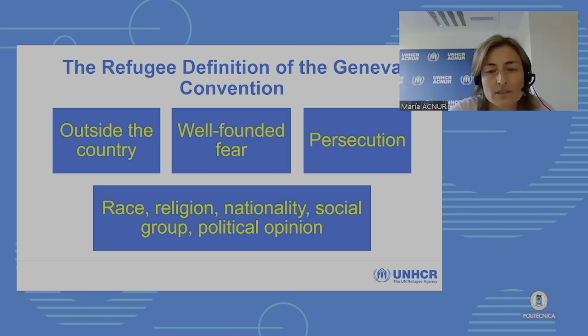So on the grounds, Mercedes mentioned some of them. She mentioned religion. We have also race, nationality, membership of a particular social group, or political opinion. Is there any of these terms that you would like me to talk a bit deeper about? Is it clear for everybody what it is when we talk about religion, race, nationality, political opinion, being a member of a specific social group?